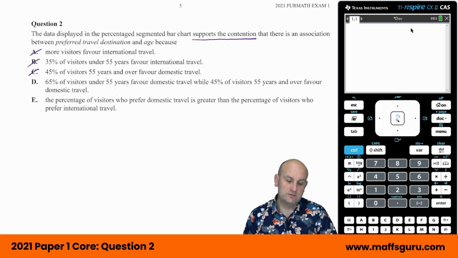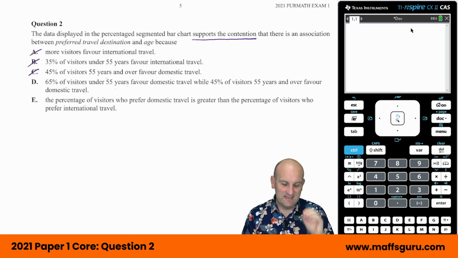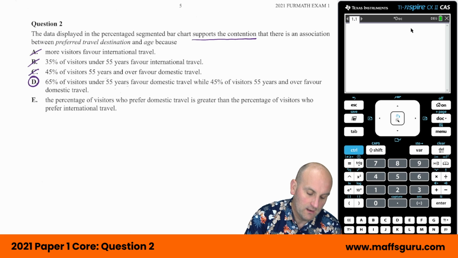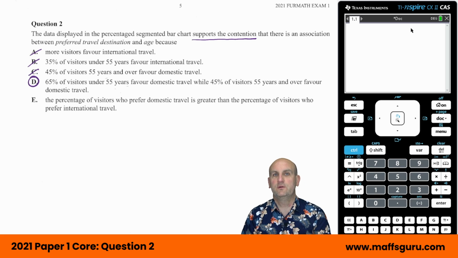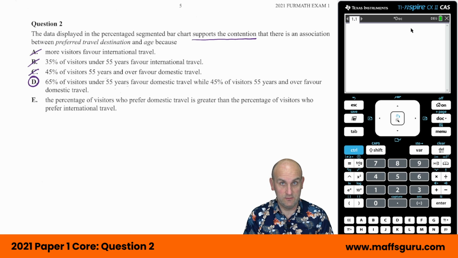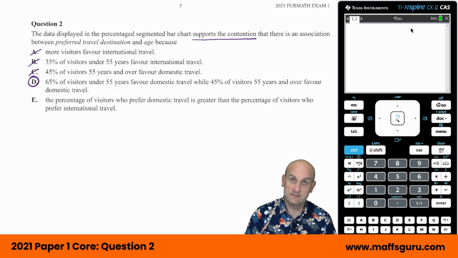The percentage of visitors who prefer domestic travel is greater than the percentage of visitors who prefer international travel. Close, but there's no reference to any of my statistics. So 65% of visitors under 55 favour domestic travel, while 44 and over favour... Now to me, D I think is the closest answer. I would have preferred it if they'd had some sort of increase or decrease, because that's what we tell you guys to do, but I'm going to go that D is the correct answer.